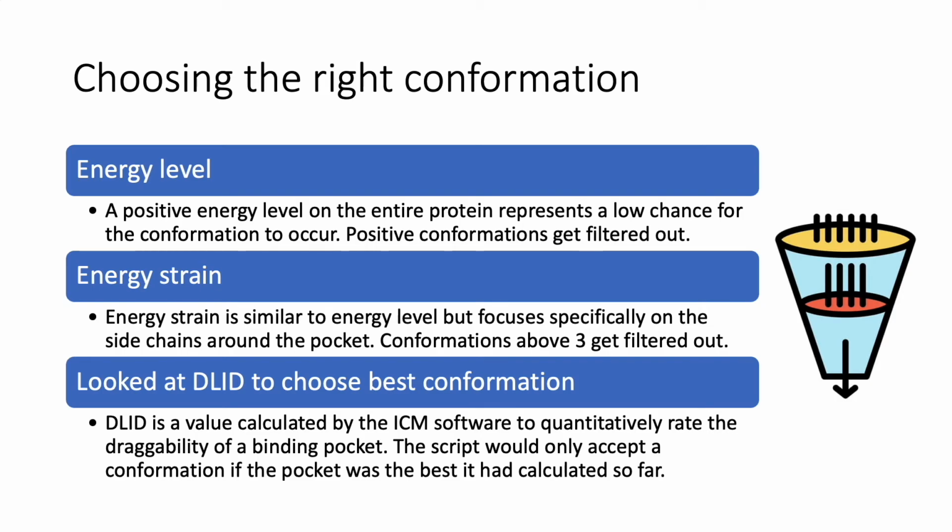I ended up using 3 conditions that slowly filter out conformations and ordered them in order of least computational power required. First, I made sure the energy level was negative. A higher energy level represents a lower chance of a conformation to occur. Next, I made sure the energy strain on the residues around the pocket were below 3 kilocalories per mole. And lastly, of the conformations left, I took the one with the best pocket D-lid. D-lid is a value calculated by the ICM software to quantitatively rate the druggability of a binding pocket.